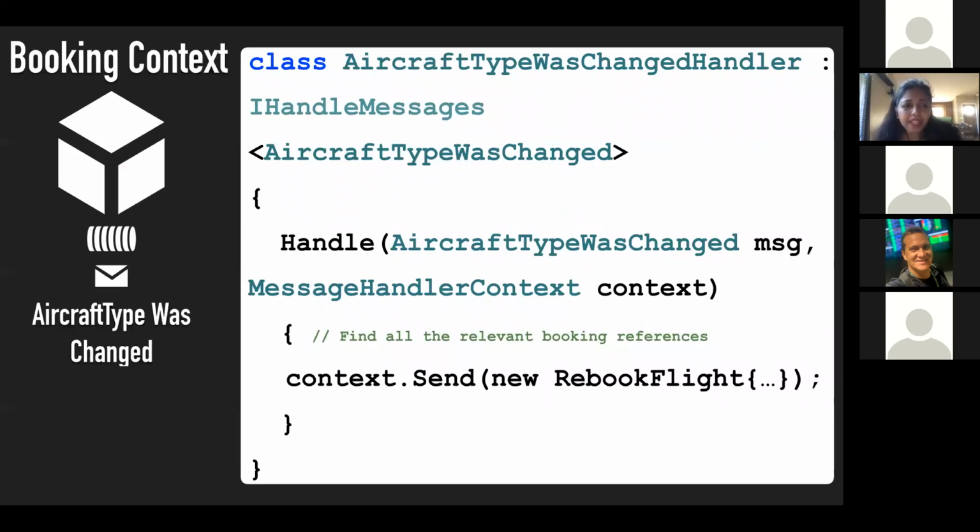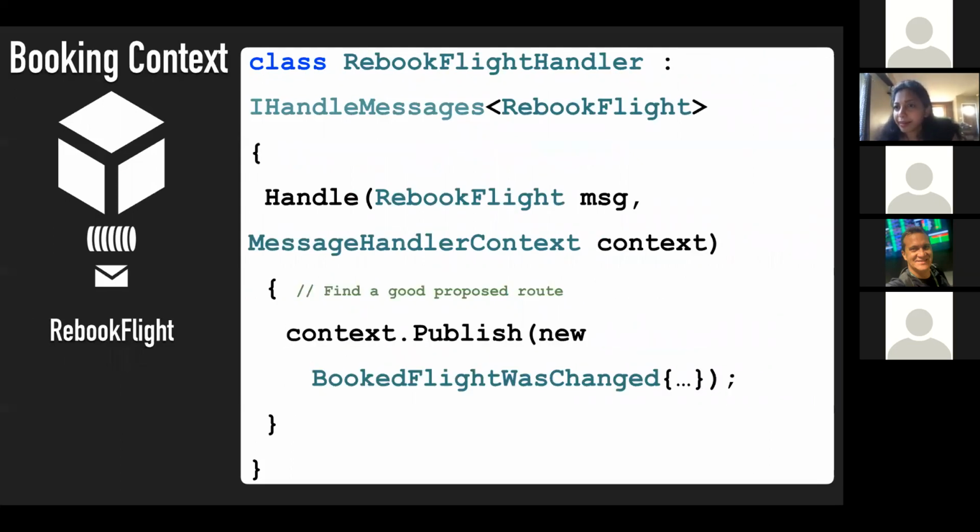So in this example, I can take that event, aircraft type was changed, and write a handler. What do I need to do when I receive that event? All I have to do is write whatever the logic is. And from there, I can send messages or receive messages. So what should happen in the handler when I'm trying to rebook the flight? I'm supposed to find a good route and publish.